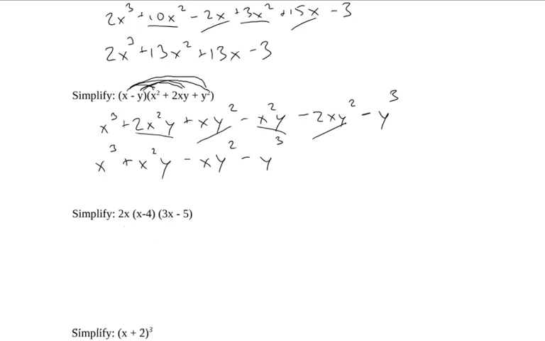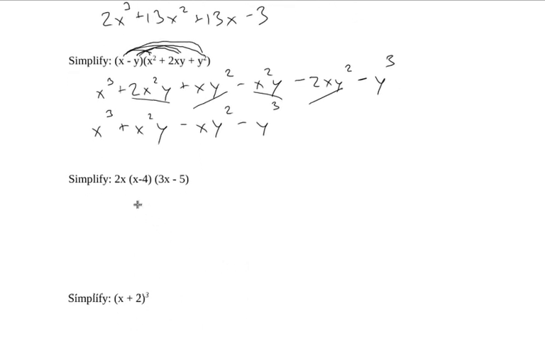Alright, for this example, it looks like there are 3 different things that we're multiplying together. We have a 2x, an x minus 4, and a 3x minus 5. Let's just review a quick basic multiplication.